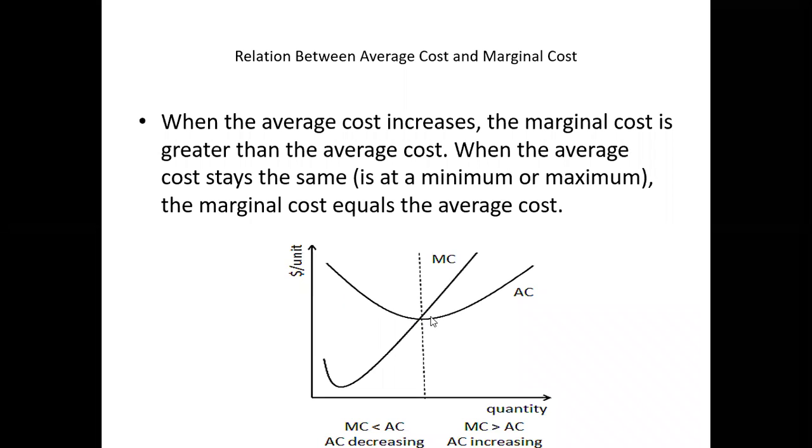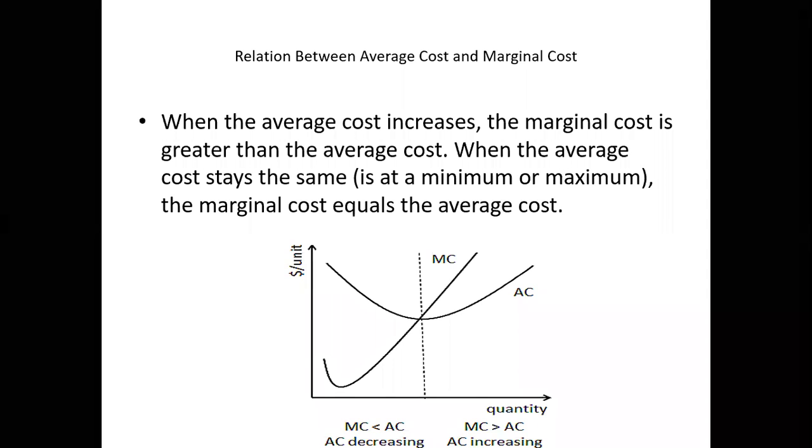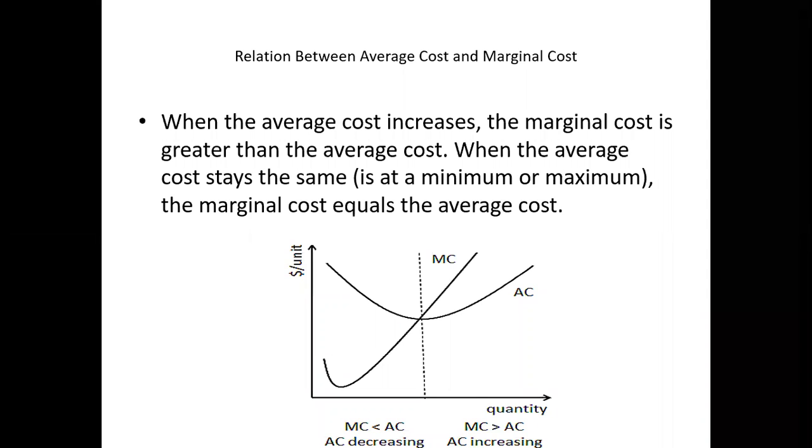If the average cost again increases, now look at this portion, our average cost increases. So when our average cost increases, marginal cost stays above the average cost. Is it clear now? Yes, ma'am, clear now.